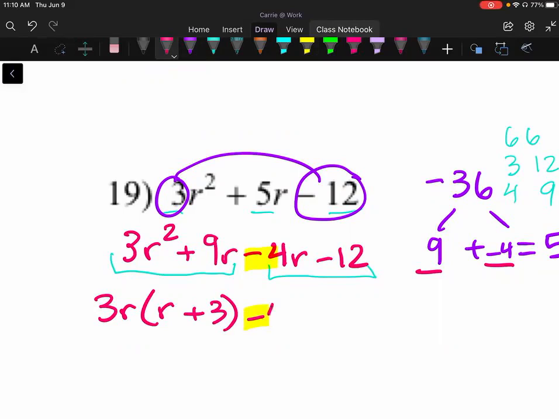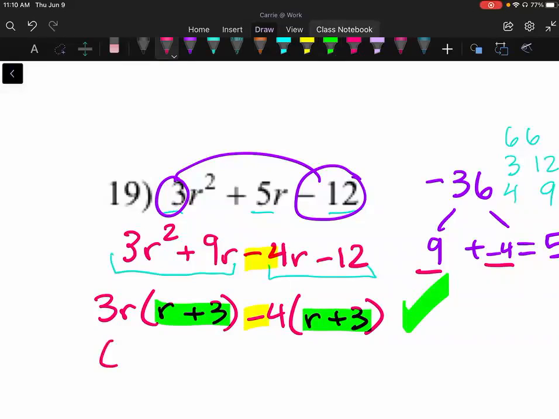4 and 12 are both divisible by 4. We're going to be left over with r. Negative 12 divided by negative 4 is positive 3. I know I did this correctly because these two things match up. So maybe a check mark right there. And now we can go to our answer. R plus 3 is one of the factors. The other factor is 3r minus 4. All right, and let's highlight these guys. This is our answer.